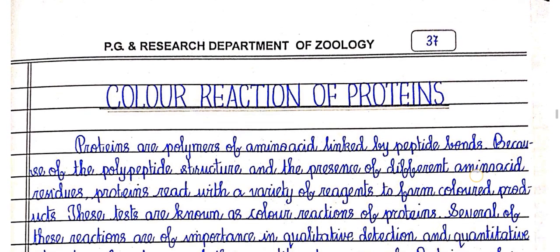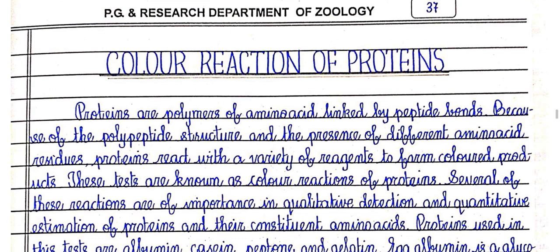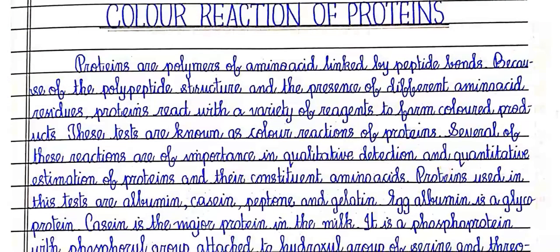Next, color reactions of proteins. Proteins are polymers of amino acids linked by peptide bonds. Because of the polypeptide structure and the presence of different amino acid residues, proteins react with a variety of reagents to form colored products. These tests are known as color reactions of proteins. Several of these reactions are of importance in quantitative detection and also in qualitative estimation of proteins and their constituent amino acids. Proteins used in this test are albumin, casein, peptone and gelatin.